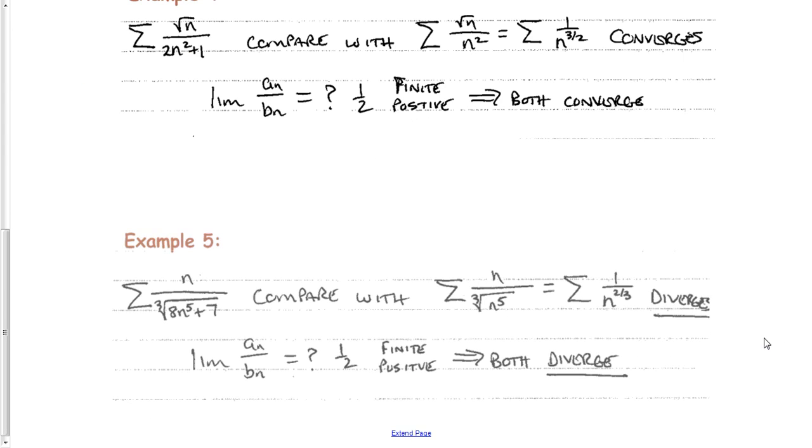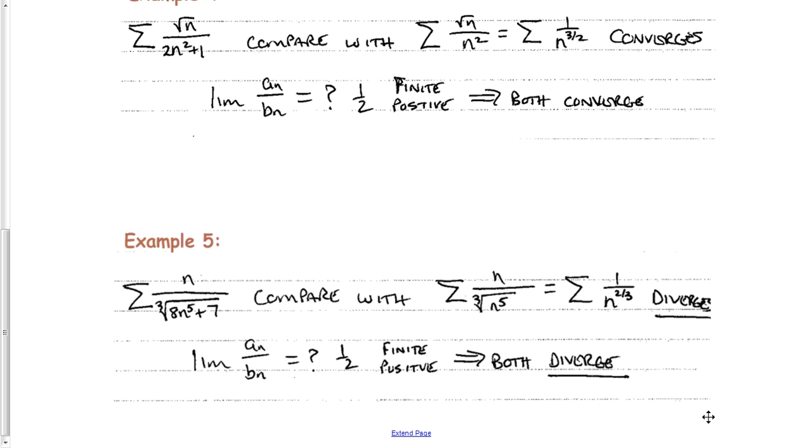And the last one I want to look at here, this is really messy. The sum of n over the cube root of 8n to the 5th plus 7. So I'm creating a p-series, and here's the way I create it. I disregard all but the highest power of n in the numerator. That's just n to the 1st power. I disregard all but the highest power of n in the denominator, but that cube root has something to do with the highest power of n. So I disregard the plus 7 and the coefficient 8. So I have cube root of n to the 5th, which is really n to the power 5/3.